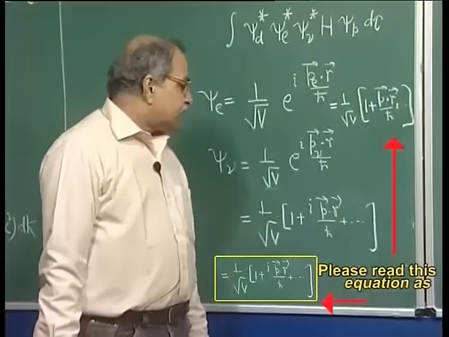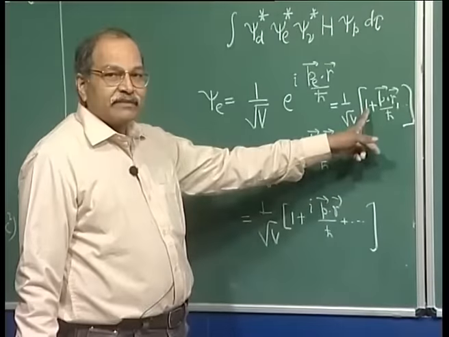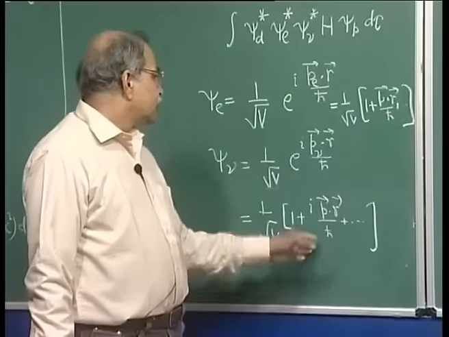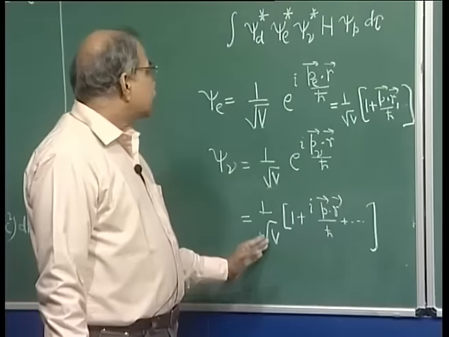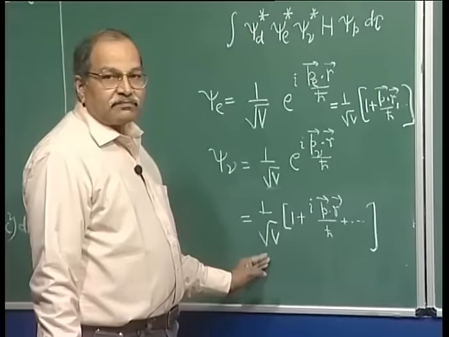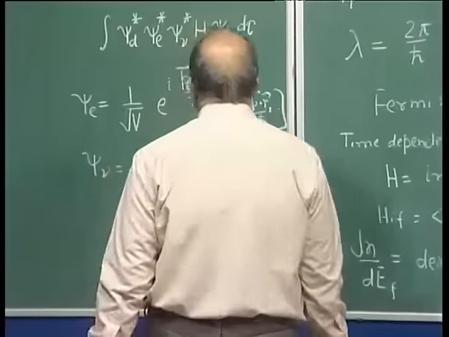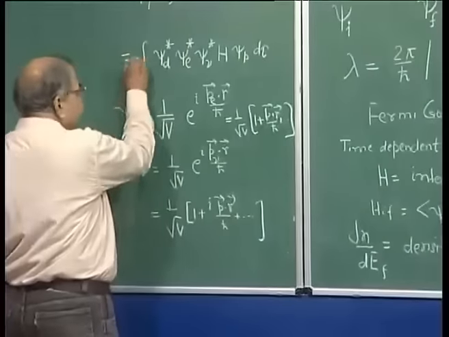It turns out that it's not a bad approximation if you just keep this one and neglect everything else here as well as here. So, it will just be reduced to 1 by square root of this volume and 1 by square root of this volume. So, if we do this, what happens in this expression, which is the expression for this HIF?